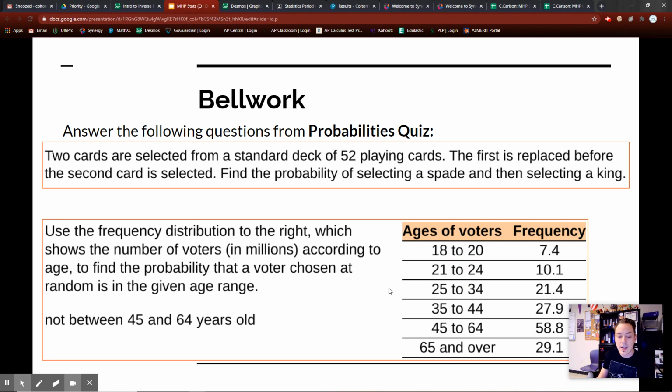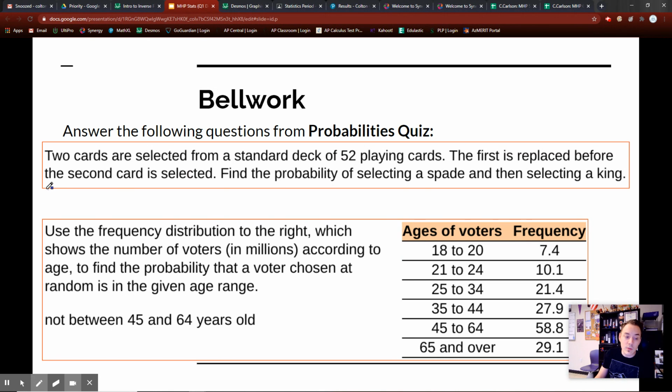Let's do it. These are the two questions I had on the probabilities quiz that I thought it was beneficial for us to go through. So let's get through them. This first one: 2 cards are selected from a standard deck of 52 cards. The first is replaced before the second card is selected. So the first is replaced.